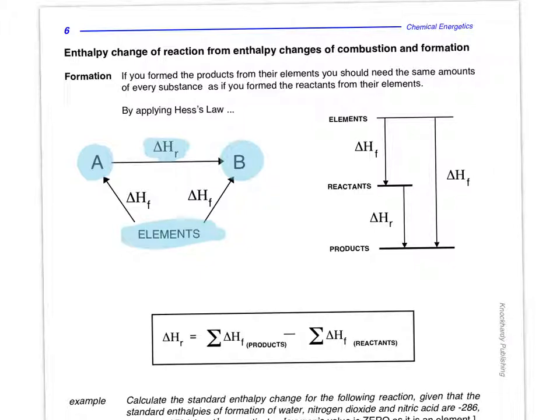So that means that we can actually say that the enthalpy change of reaction is equal to the enthalpy change of formation of the products, take away the enthalpy change of formation of your reactants. If you think again about your different paths, yes, we can go straight from A to B, but alternatively we could go from A to B via the elements here. And that's why we've got the enthalpy change of formation of our products as the positive one. And we've actually gone against the arrow for the enthalpy change of formation of our reactants, which is why we've got a negative in front of it.